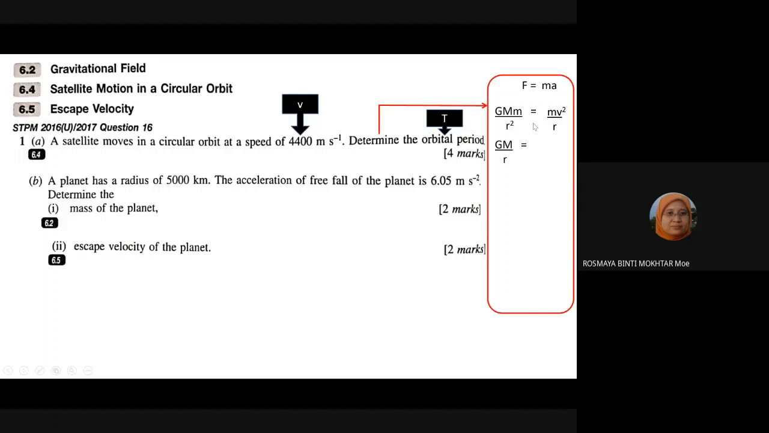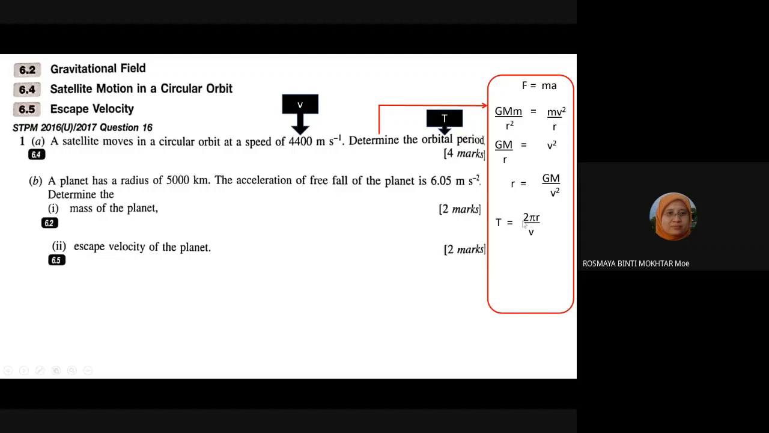Next, cancel out the m. Then cross multiply, so you get r equals GM per v squared. Then to determine the period from the speed given here, you use T equals to one complete circle for the circular motion that the satellite made, which is 2 pi r. This is the circumference of a circle, 2 pi r. Divided by the speed, you get time.